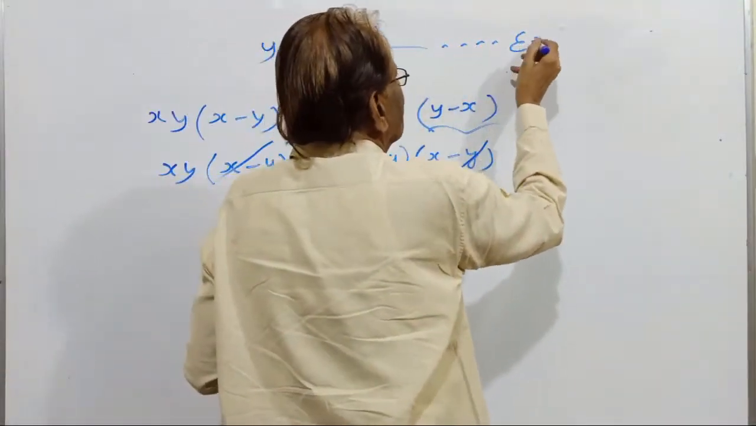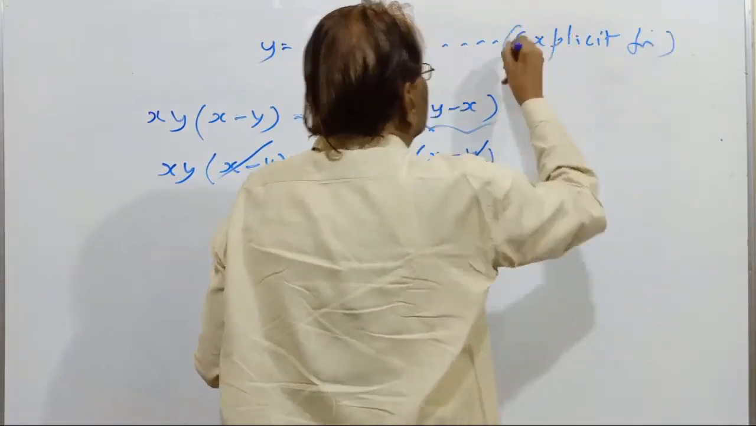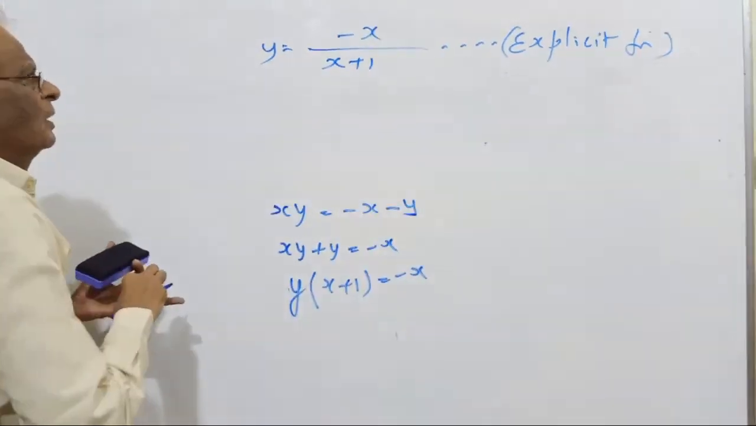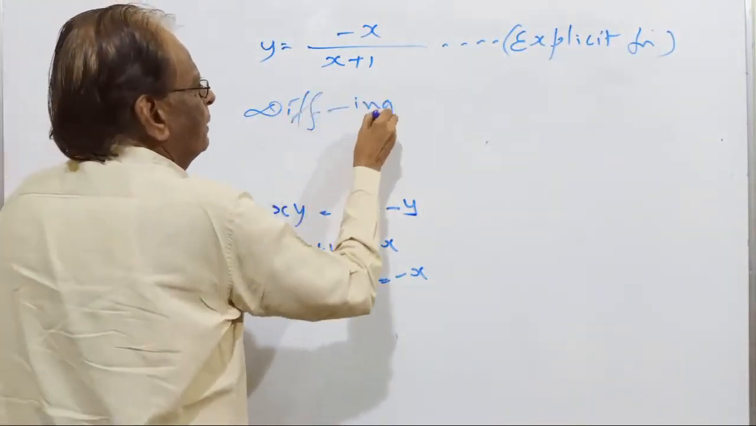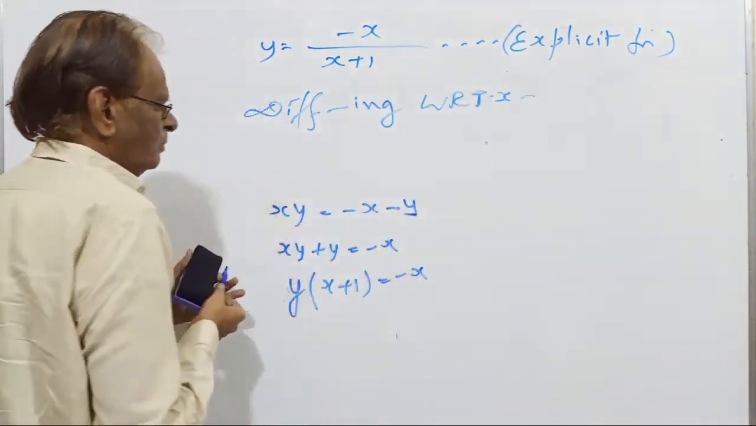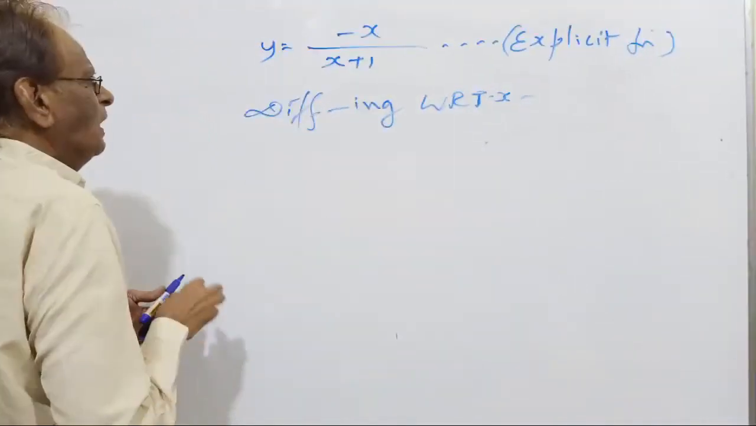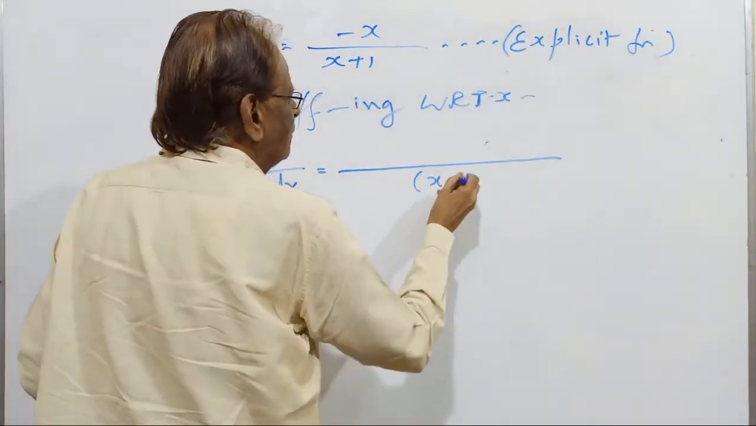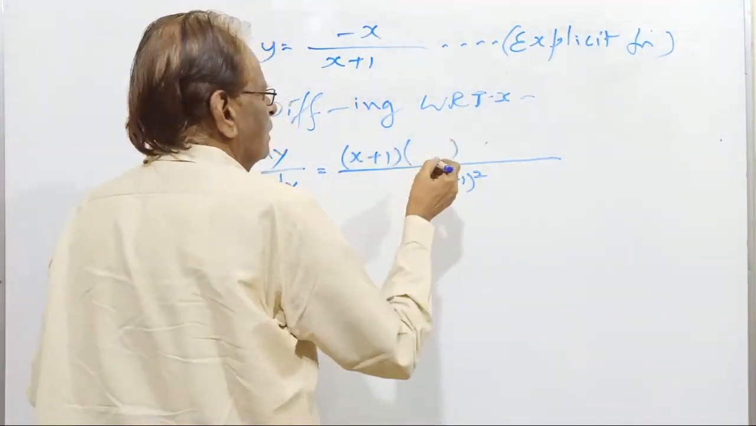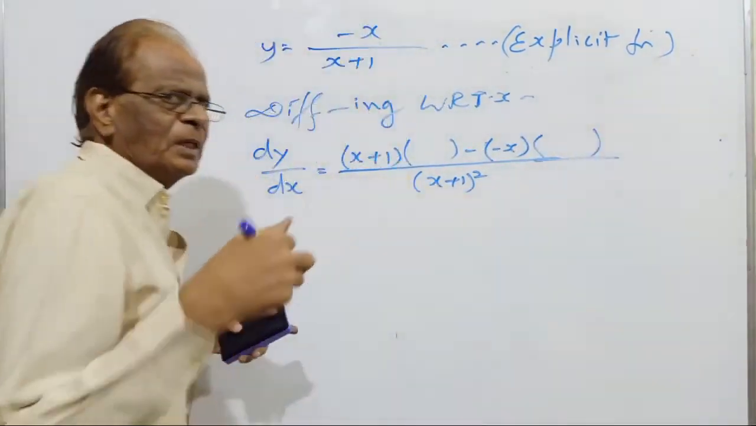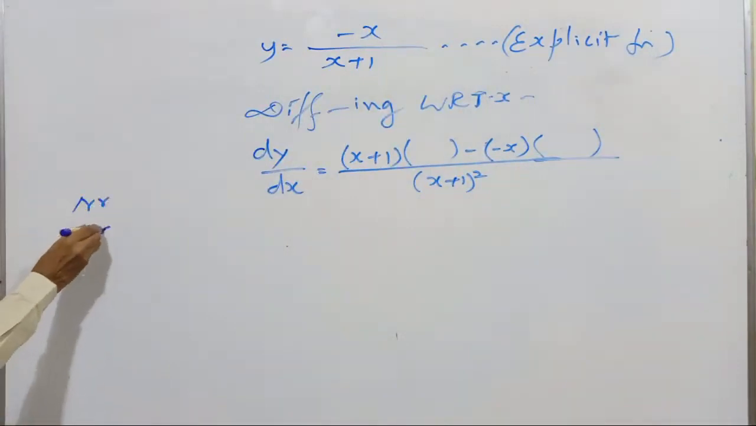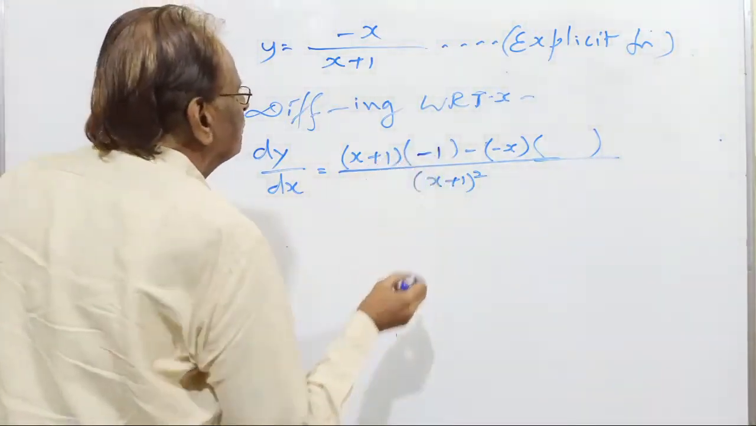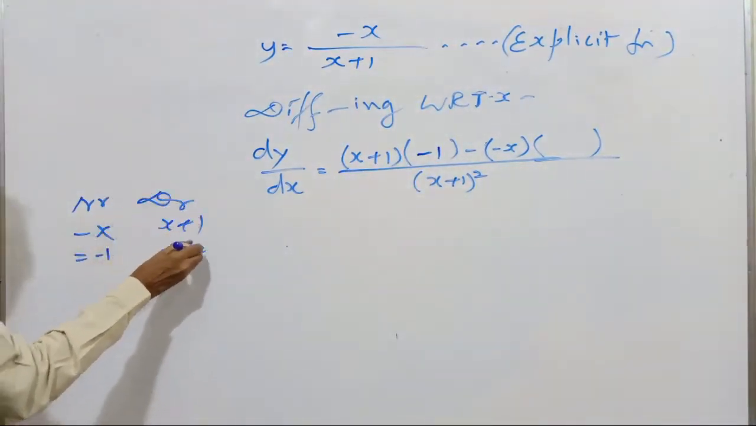This is explicit: one side y, one side x. Differentiating with respect to x, y differentiation is dy by dx. Quotient rule: denominator whole square, denominator as it is, differentiate numerator, minus numerator as it is, differentiate denominator. Numerator is minus x. Differentiation of x is 1, therefore differentiation of minus x is minus 1. Denominator is x plus 1. X differentiation is 1, constant differentiation is 0.